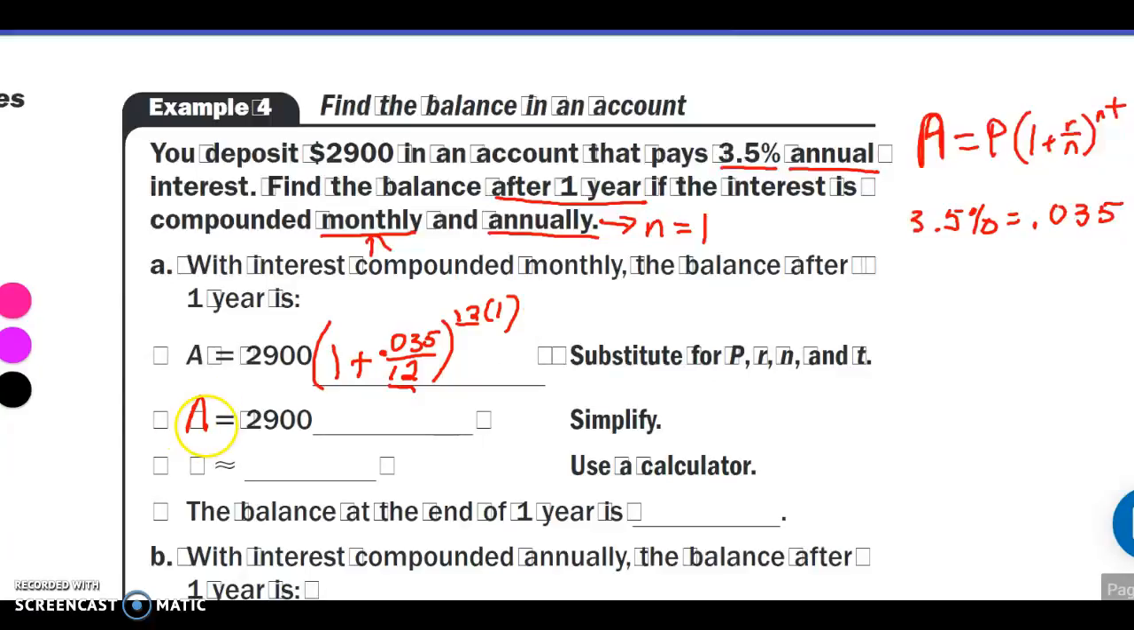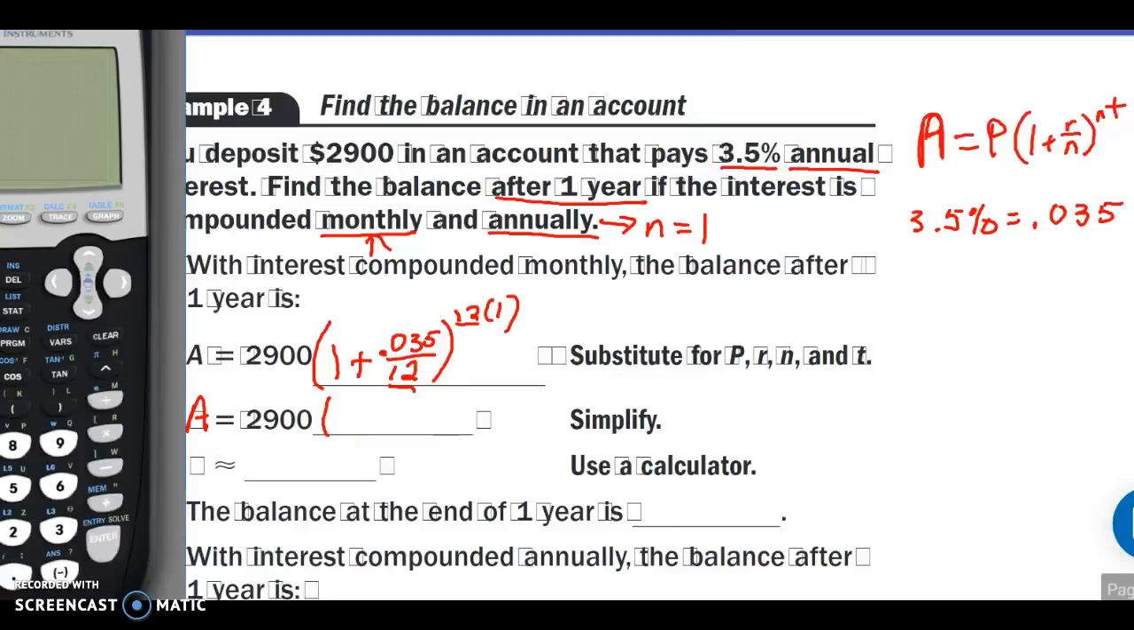So when we simplify, we put together our 1 plus 0.035 over 12. So I'm going to take my calculator, which I apologize, you can't see all of it, but it's 1 plus 0.035 divided by 12. Oh, silly me. I wish I could back this up. I can't back it up.